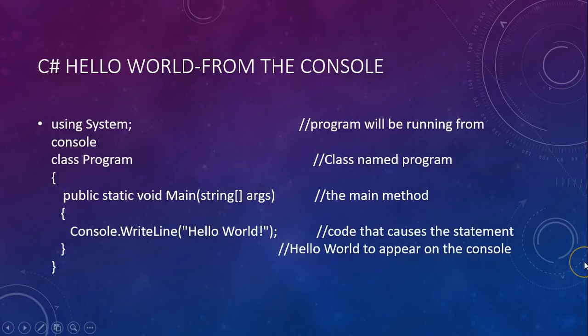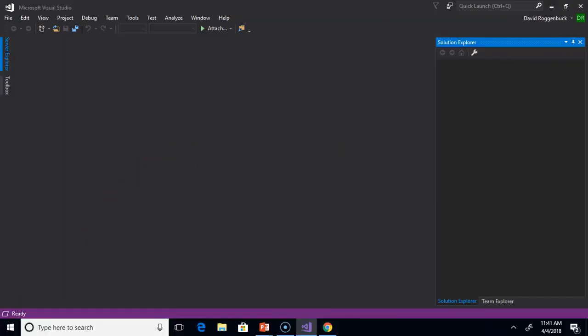All right, in here I have this code: using System; class Program; public static void Main(string[] args); Console.WriteLine("Hello World"). What this says is when you're using System, this is where the program is going to be running from. So it's running from the system. You have a class named Program. This is your Main method. And when we say the Main method, that is how C# knows to look here for your code. And then this WriteLine statement is a piece of code that causes the statement Hello World to appear on the console. So keep this in mind as we look at our first code here.